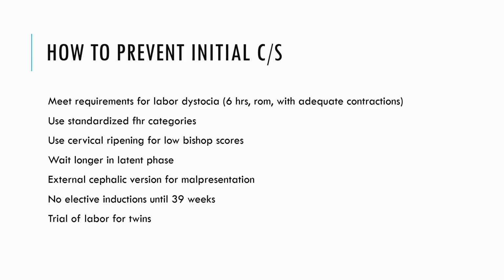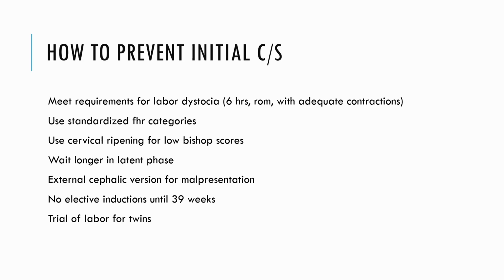They encourage everyone to use standardized fetal heart rate categories, so category 1, 2, and 3, and that's how we should be looking at fetal heart tones. Also, encouraging the use of cervical ripening agents for women with a low Bishop score. Remember, if we're 5 or less, we should be using Cervidil or Dinoprostone or Misoprostol. That can help prevent C-sections.